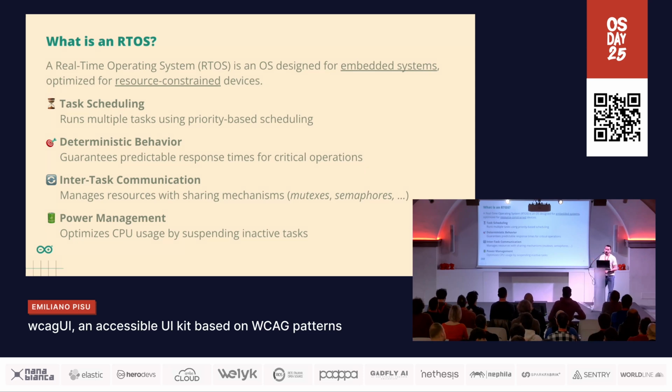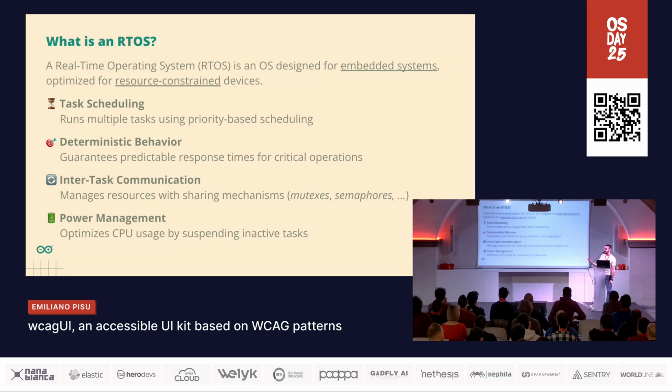What are the main features of an RTOS? The scheduler. With the scheduler, you can run multiple tasks. Instead, in a bare metal approach, you run a single task, a single big program, a while true loop. In a real-time operating system, real-time means deterministic behavior, because each task in an RTOS has a predictable response time. It means that each task has a deadline, because we have tasks that do critical operations.